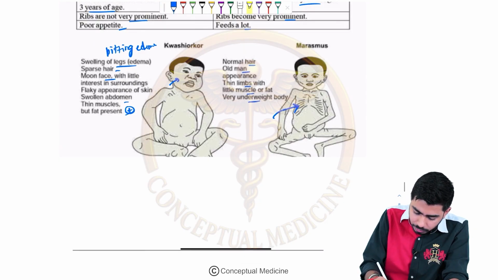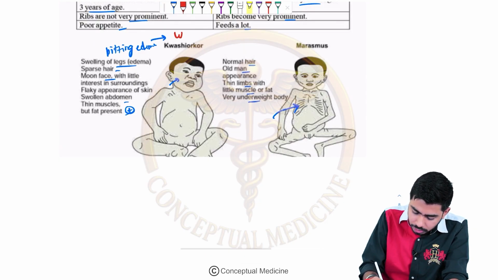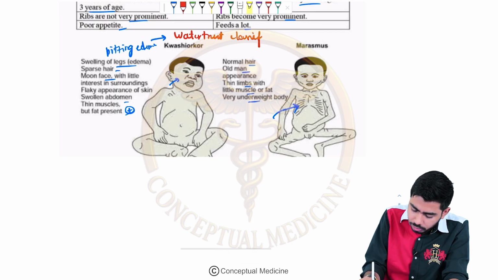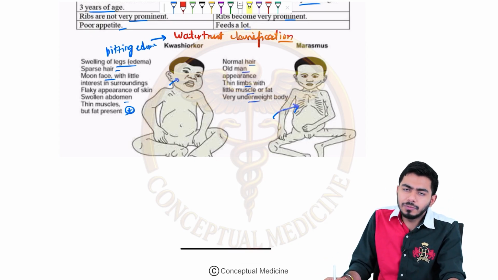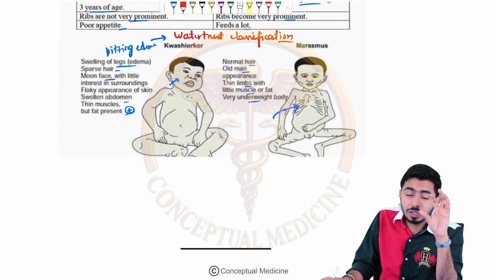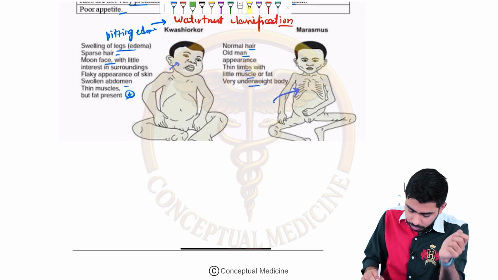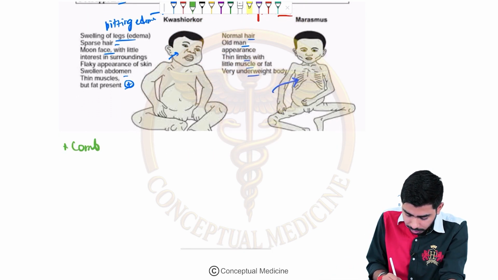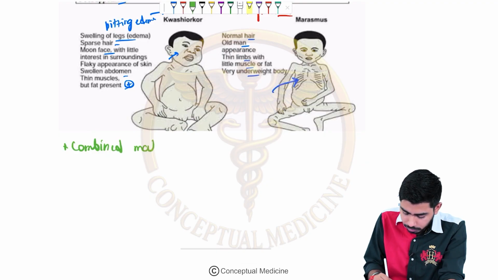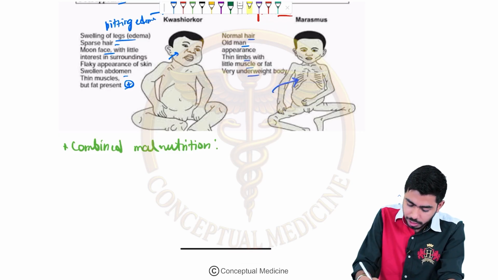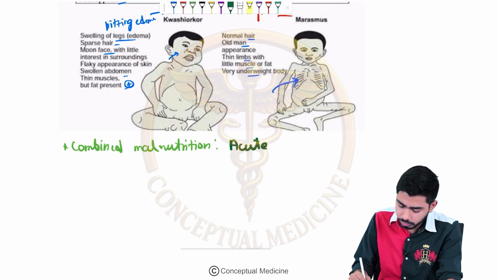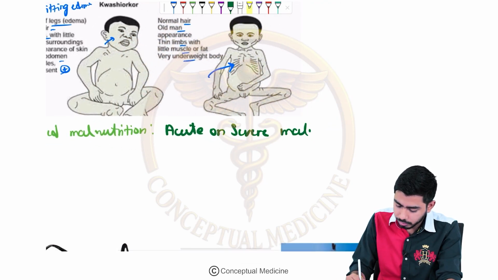So for the edema part, we are using one classification, that is the Waterlow classification. You just need to remember the name, nothing else. Okay, fine. Now, if there is acute and chronic malnutrition, a combined malnutrition, then we are calling this situation acute on severe malnutrition. Acute on severe malnutrition. Okay.